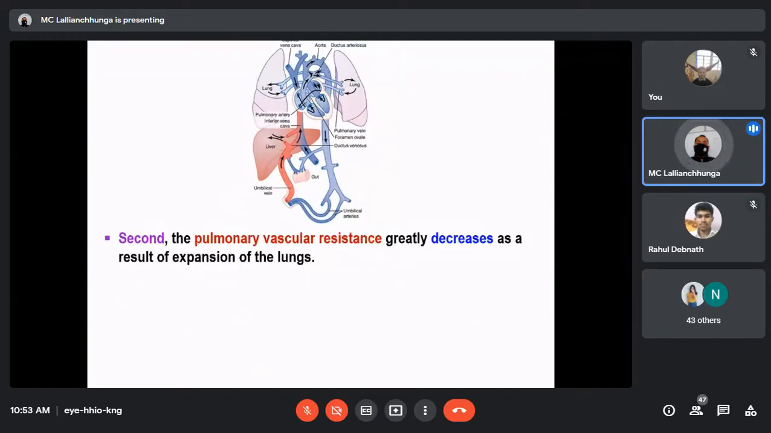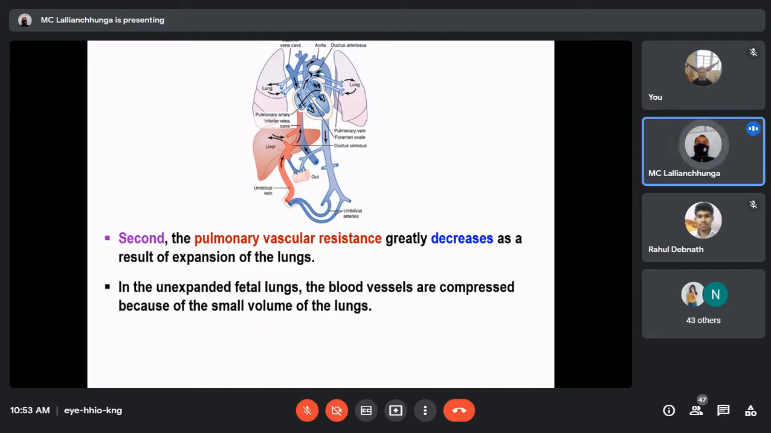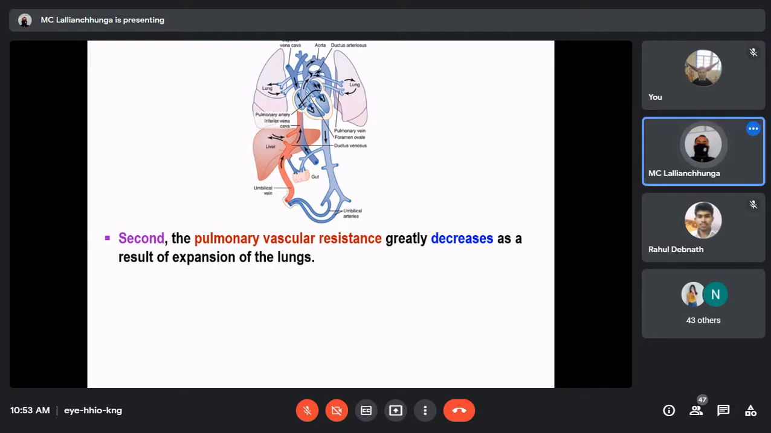Now the second one is that the pulmonary vascular resistance greatly decreases as a result of the expansion of the lungs. Before that, what I want to say here is that in the pulmonary circulation, the pressure inside the pulmonary artery will decrease. Earlier during fetal life, it is high, but after birth, it will decrease.